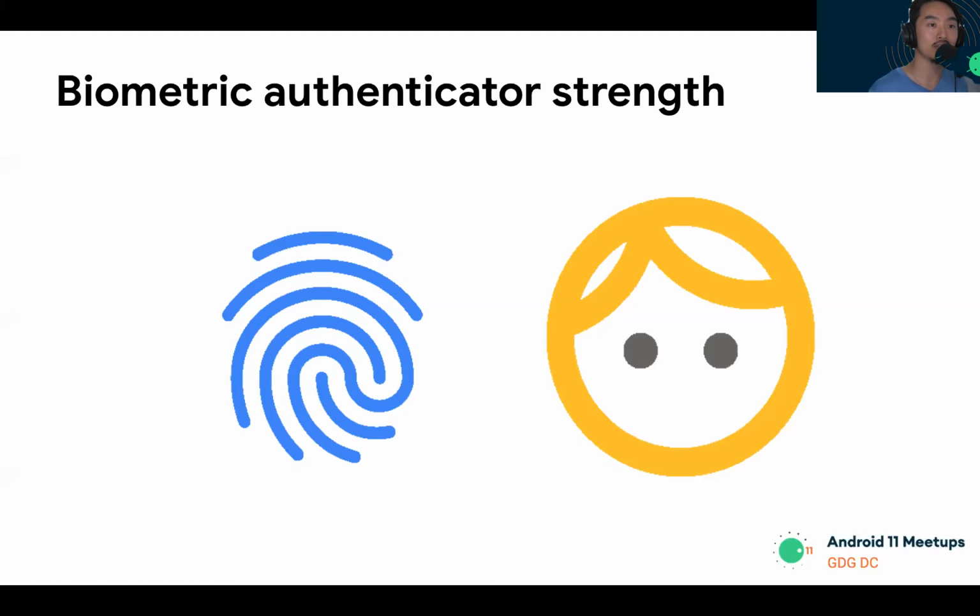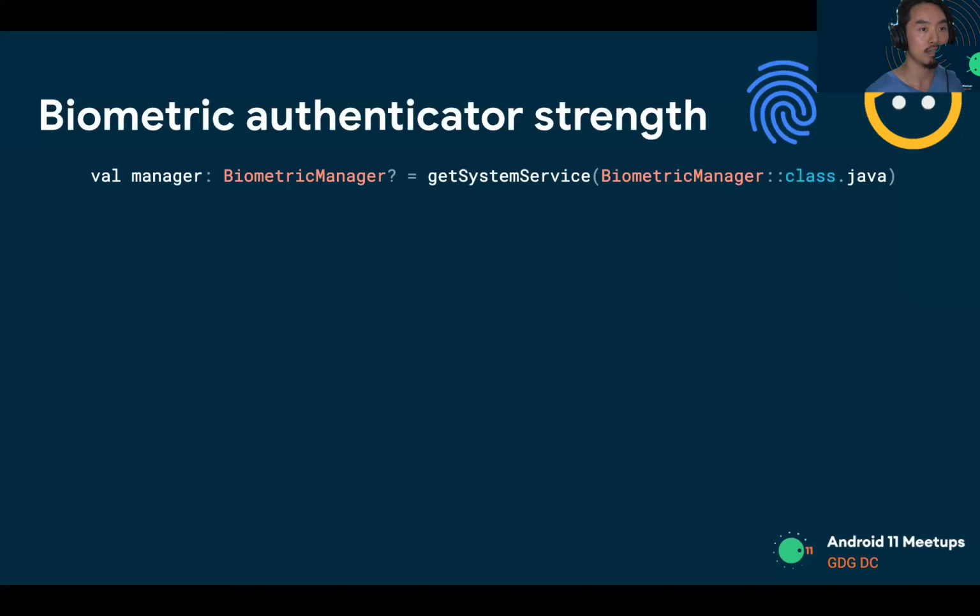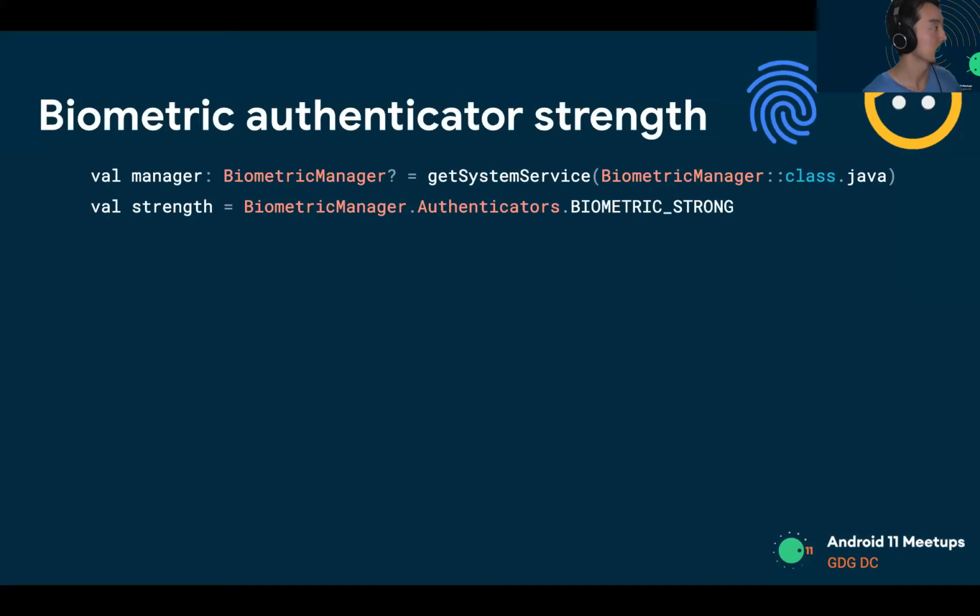Next up is Biometric Authenticator strength. So now you can also see how strong your biometric authenticator is. An example here is once we get the biometric manager, let's say you're on a really important app that needs a strong authentication mechanism, like you need to make sure that they're using fingerprints or another biometric authentication. You can set that to strong to make sure that they have that registered, or you can set that to weak if you don't need such a high level of security.